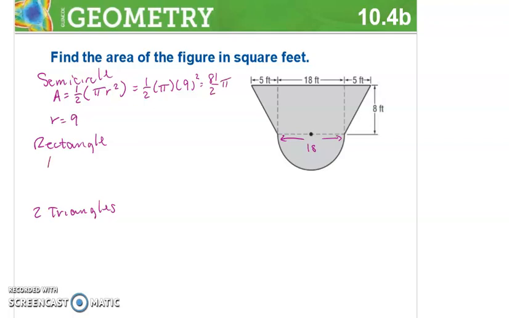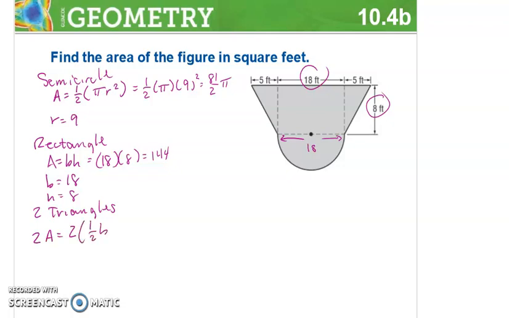The rectangle, area is base times height. Base equals 18. The height equals 8. So I'm using these two dimensions. So the area of this one, when I put these in, it's going to be 18 times 8, which equals 144. The area of the two triangles, I'm going to do 2 times the area of 1/2 base times height.